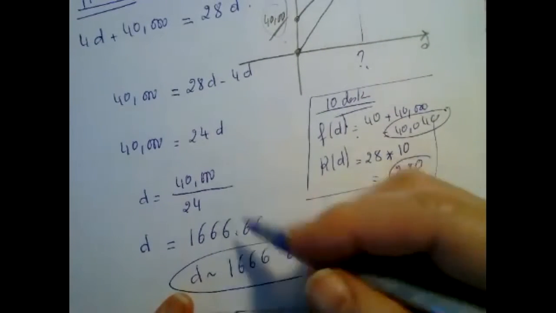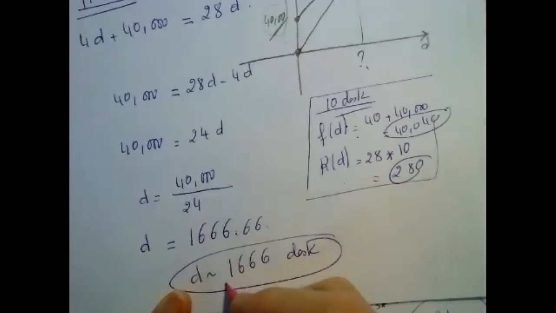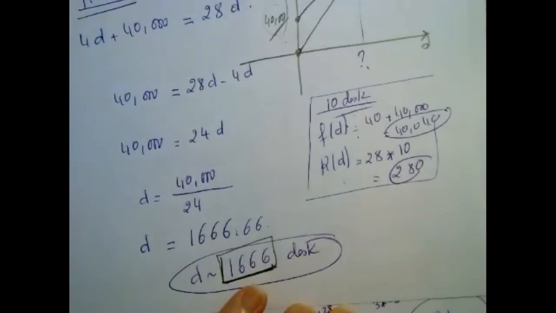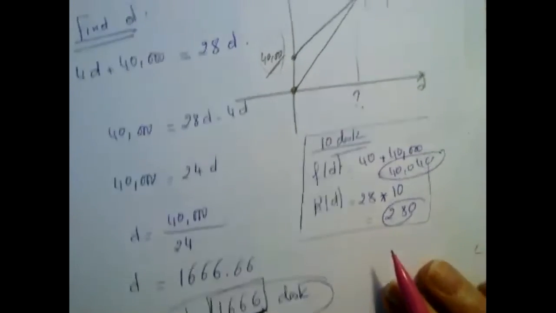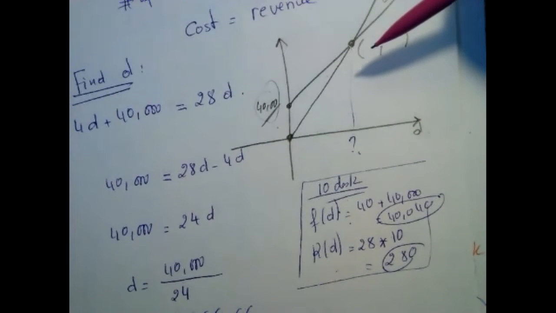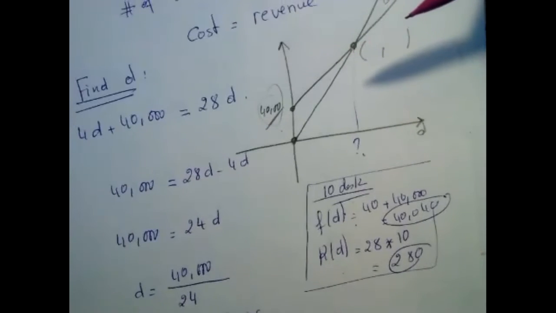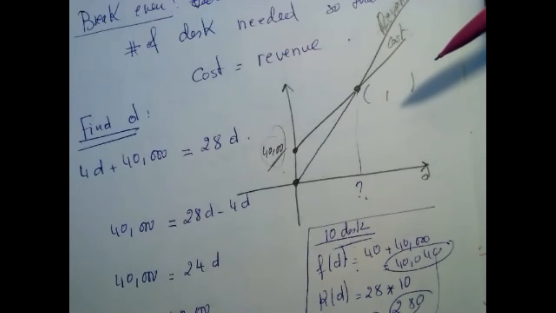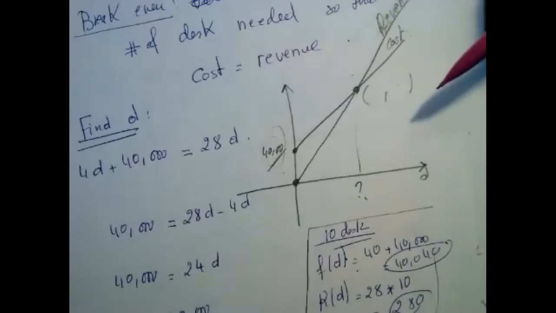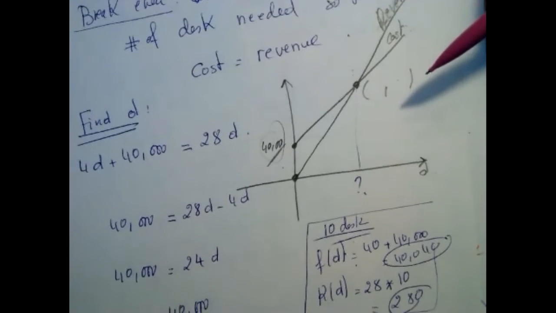So what's happening if you produce that many desks? That's the picture. If you produce that many desks, you've now made as much as you've spent. Exactly. After that, what's going to happen? Now everything you make henceforth will be profit. Right. After that, you're going to make profit. That's really what's happening.